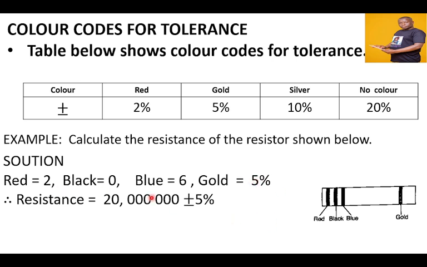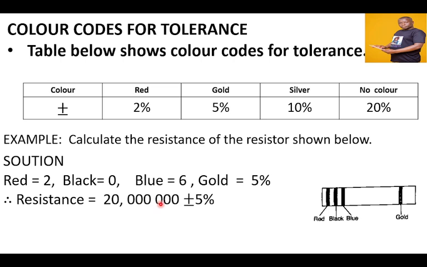So the resistance of this resistor, therefore, is going to be 2, 0. Where am I getting the 2 from? The first one is red. Red, on the chart we looked at earlier on, is represented by a 2. All right. The second color, which is black, is 0. So you bring a 0 here.